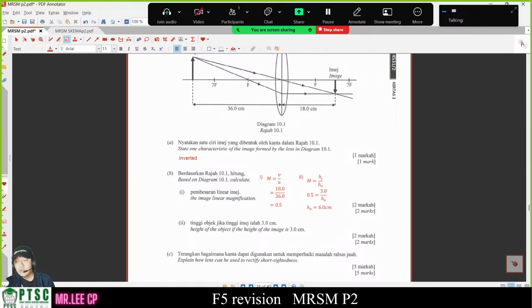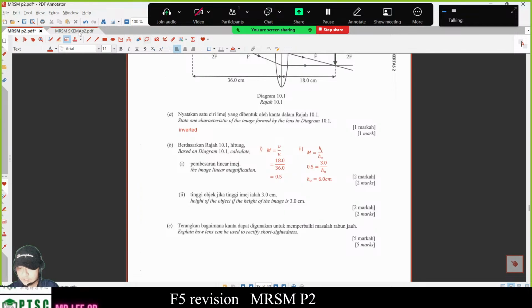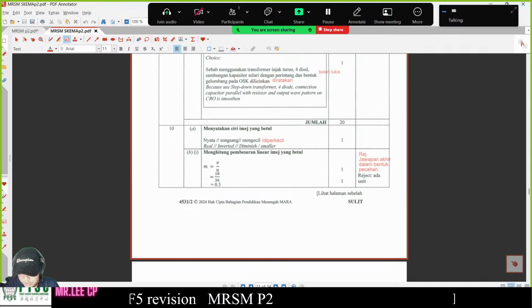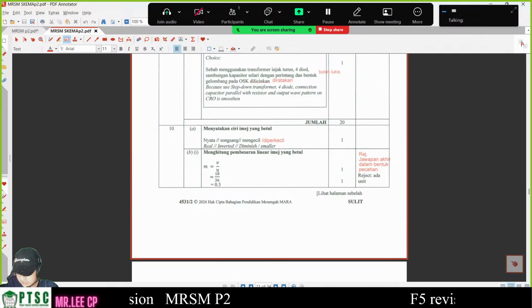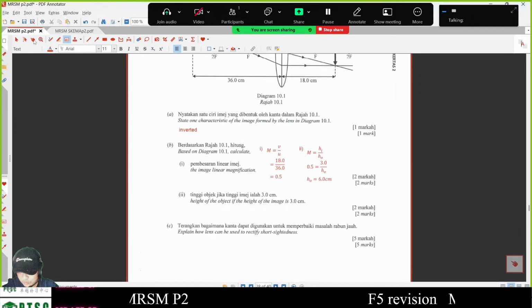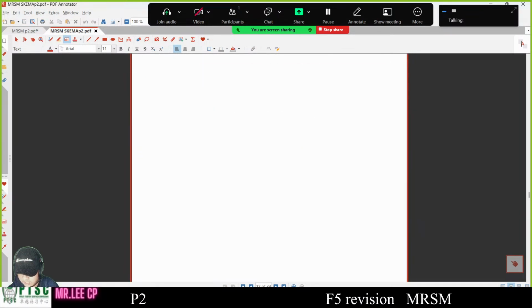So you get both answers here, 2 marks each. So we try to have a look into the answer. Magnification is equal to V divided by U. 18 divided by 36, it is 0.5. 1 mark each. Reject other units, so I don't have a unit. Yeah, okay, no problem. Now the second one, it is here.